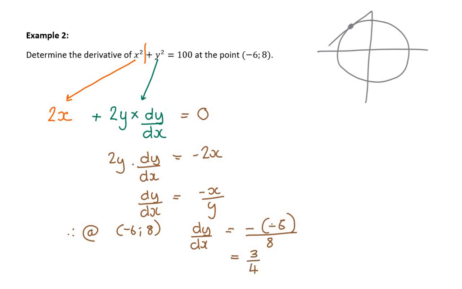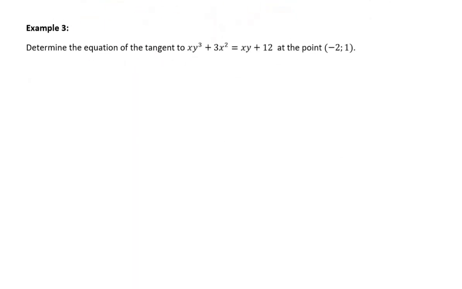Due to the fact that I had drawn a picture, I was expecting a positive gradient. And that's pretty cool. That was a pretty nice one. So now we know the derivative at that point, which should be the gradient at that point. Okay, on to example 3.